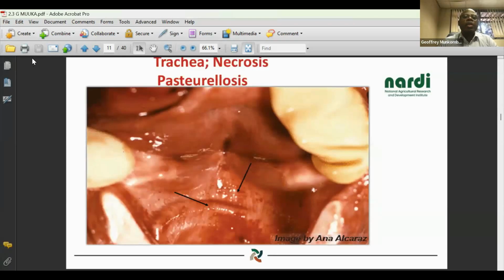Equally, there's necrosis due to pasteurellosis. You can see where the arrows are pointing there. Those are very important, but you might end up missing them if you are not very careful with your postmortem. But these are very common. You find them especially in some cases of pasteurellosis, and you might end up missing them and misdiagnosing, so to say, as you conduct your postmortem examination.